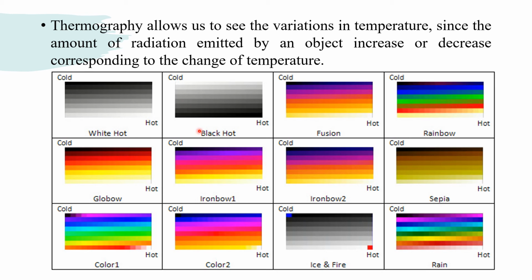In the black hot, this white dot is cold and this black dot is hot. In this fusion color coding, the black code is cold and this white code is hot. In a similar way, in rainbow there is a hot point and there is a cold point. So these are the variation of temperature, which is defined by the different types of color code.